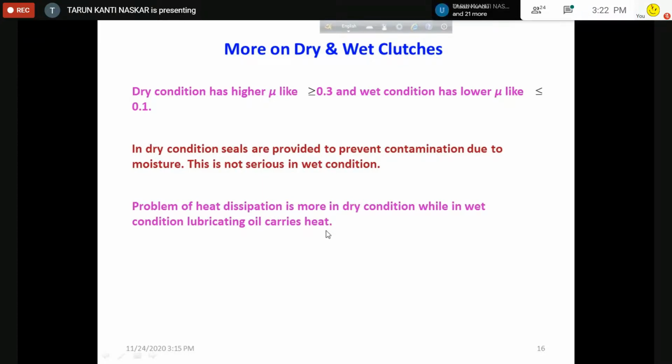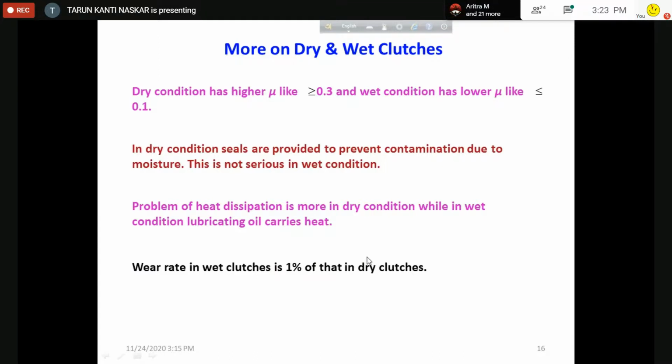Now the problem of heat dissipation is more in dry condition, because more heat will be generated. So heat should be dissipated, and there must be some arrangement for that. While in wet condition, lubricating oil carries some heat. So this is also an important point.